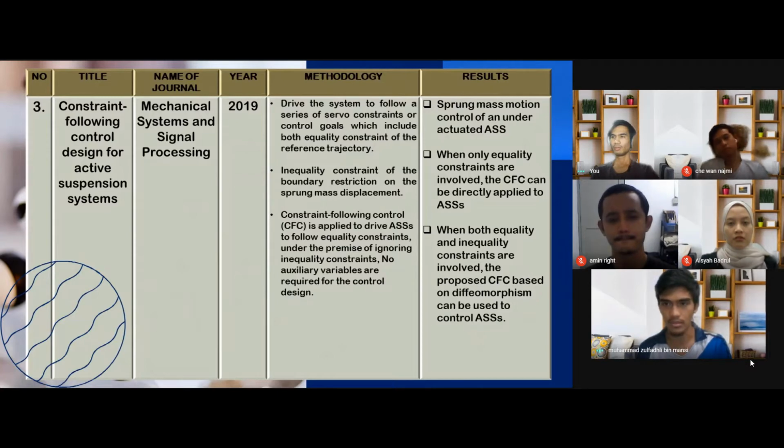For the results of this journal, the first one is sprung mass motion control of an under-actuated active suspension system. The second one is that when only equality constraints are involved, the CFC can be directly applied to the active suspension system. The last one is that when both equality and inequality constraints are involved, the proposed CFC based on diffeomorphism can be used to control the active suspension system. Next.